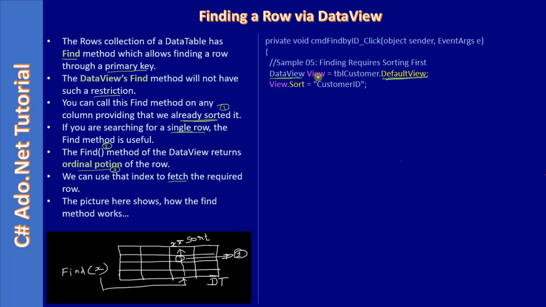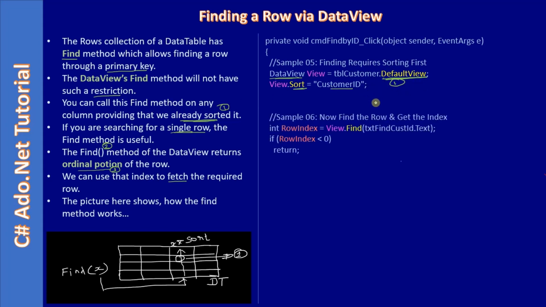Once we have the view, first we are sorting it by the customer ID. With view.Sort, we make use of the Sort property and specify CustomerID, right? The button click is based on finding the customer by ID. So here we are supplying the CustomerID column to the Sort property. That means first we are sorting it. First we need to sort, and that's why we are sorting it.